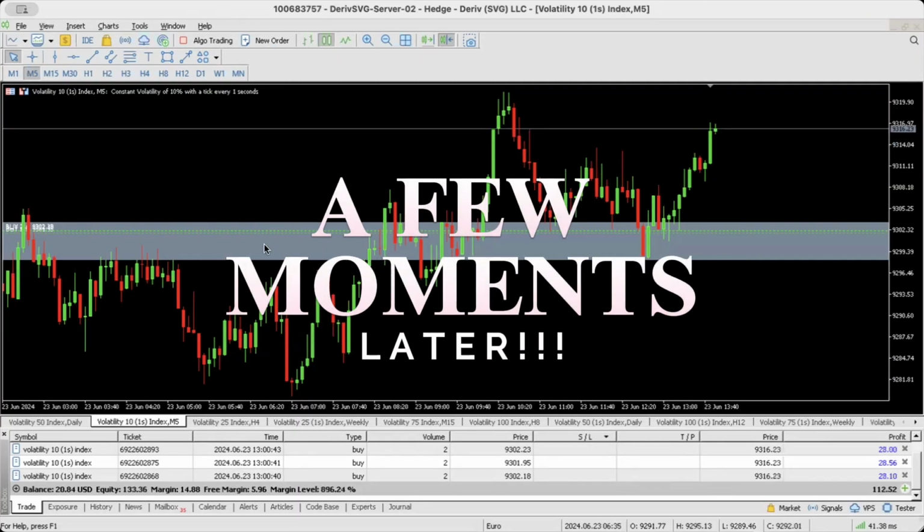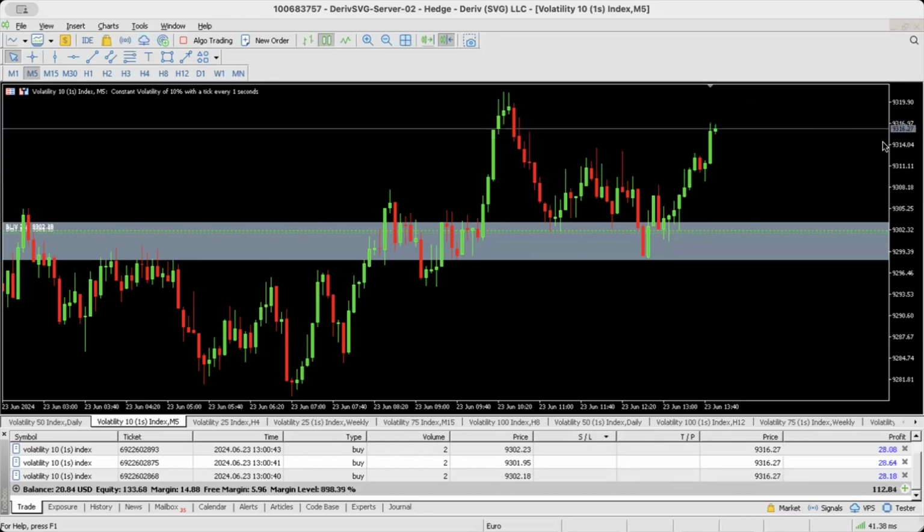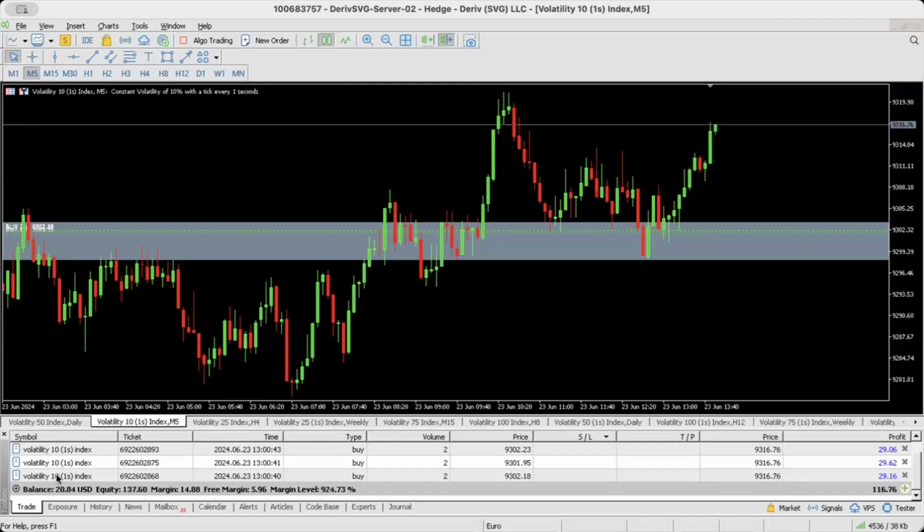Okay, what's up, guys? So I'm back a couple of minutes later, I think just above 30 minutes. As you can see, there's the M5. So the trade is doing well. That $20 account is now on 136. As you can see, we keep pushing to the upside.